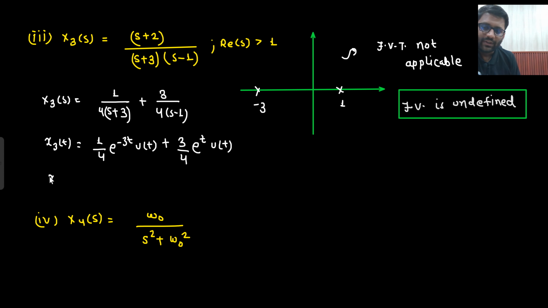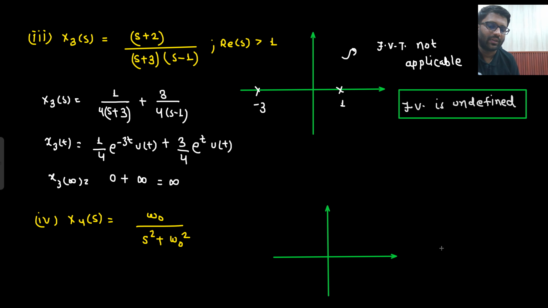So yeah, if you find out the value at infinity, what will you do? E to the power minus infinity is 0, but here e to the power infinity will be infinity. I told you, undefined. What about this one? Where will be the poles? Poles will be here, plus minus j omega naught. And I told you the only condition that is defined here as well: final value theorem not applicable.